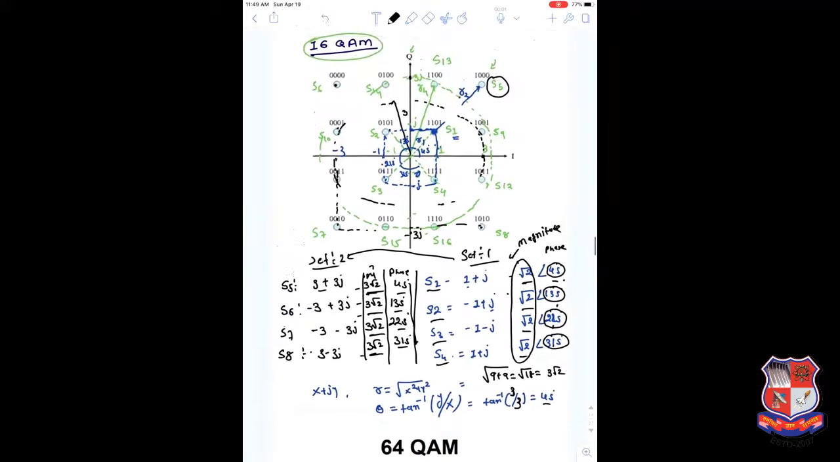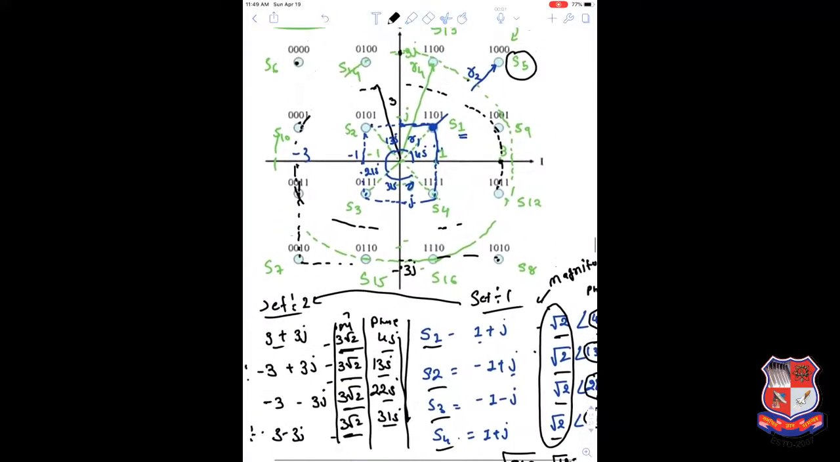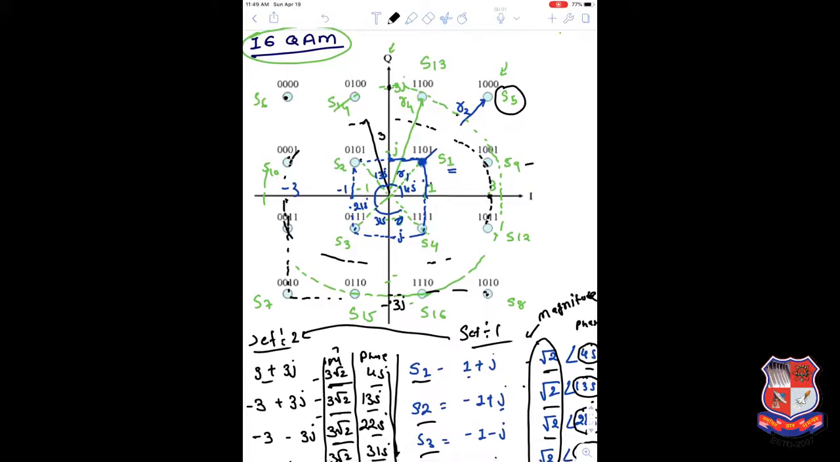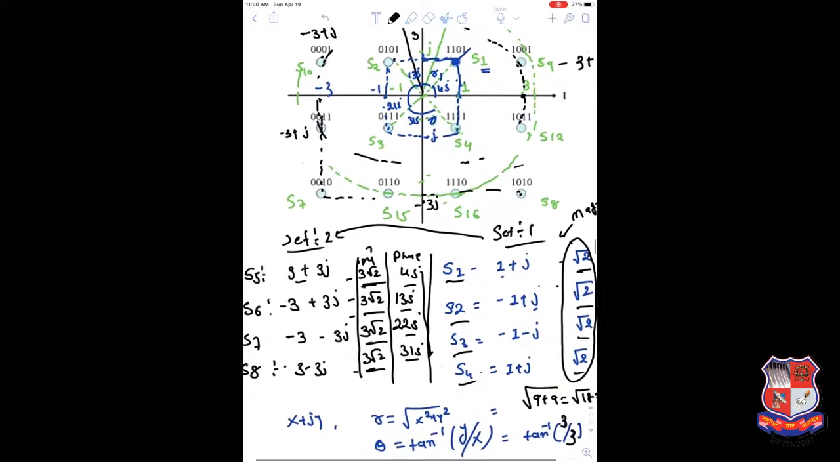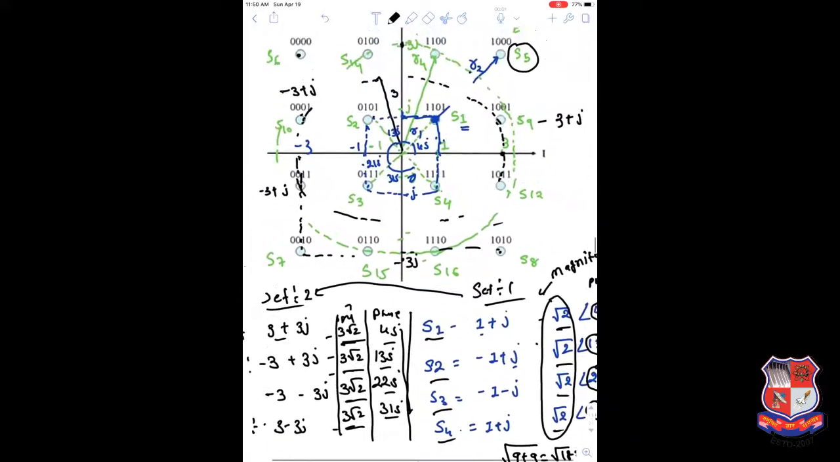Similarly, if you go for S9, it can be represented as 3 plus j, S10 can be represented as -3 plus j, S11 can be represented here as -3 minus j, and so forth. In a similar fashion you can identify every phase and symbol.